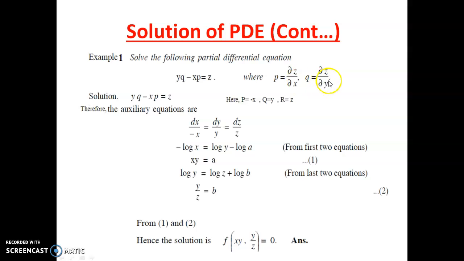P means this and Q means this. So here you can easily see that with small p the coefficient is called capital P, with small q the coefficient is called capital Q, and this side is capital R. So the auxiliary equation you already know is dx by capital P, dy by capital Q, and dz by R.